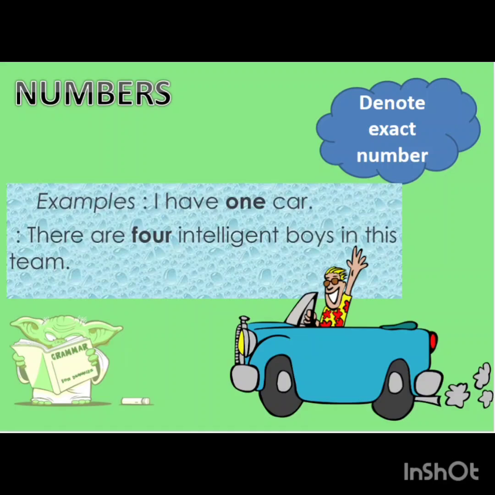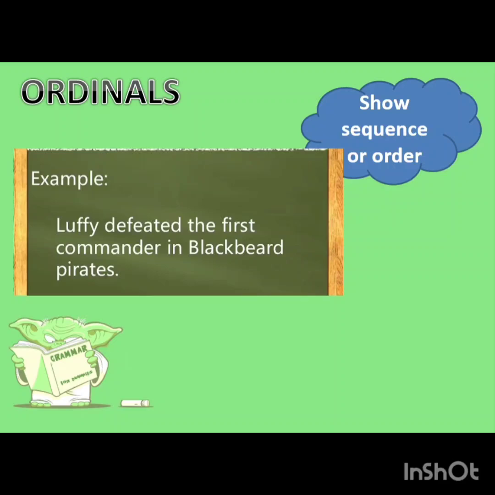Okay. So the next category is ordinals. Ordinals actually show sequence or order. For example, Luffy defeated the first commander in Blackbird Pirates. Okay, so first is the ordinal there. So just inform them, ordinals is one among the determiners, and it actually shows the sequence or order. Okay, so just ask one of the children to read this and wind up that slide. Okay, that much is enough. Don't go for too much explanation for these simple things.